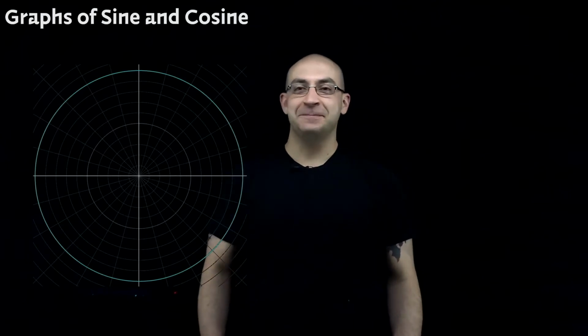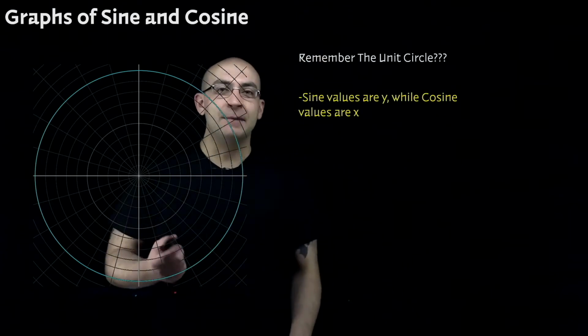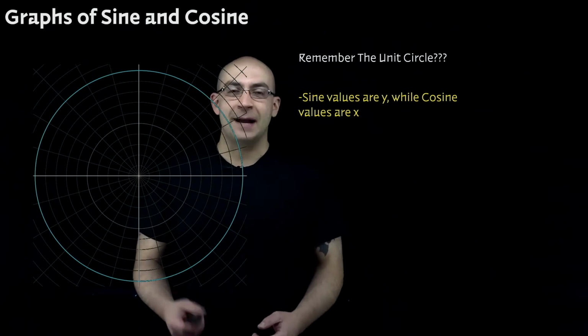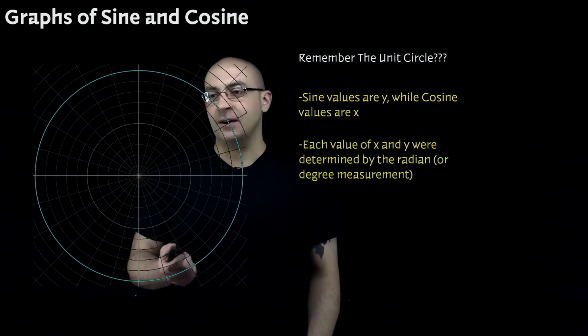Let's get right into it. Remember the unit circle? How could you forget? That should have popped up before. Okay, so we remember that sine values are y and cosine values are x. And each value of x and y are determined by the radian measurement or degree measurement.